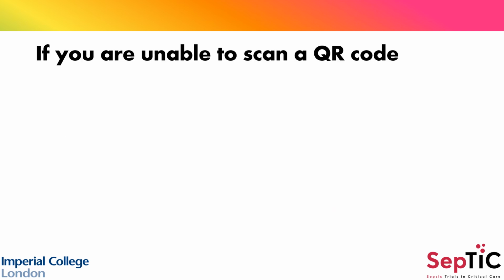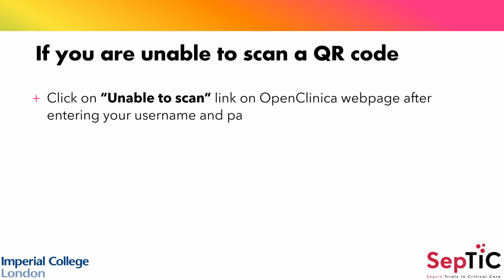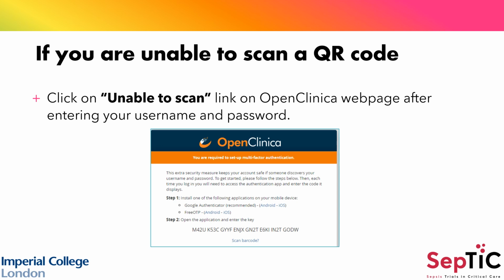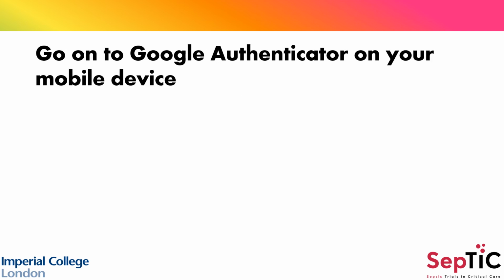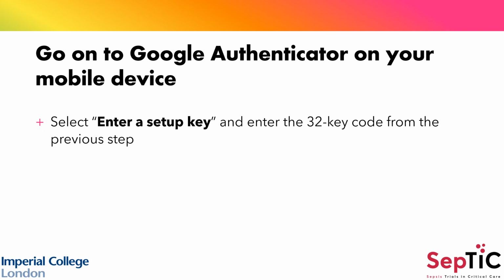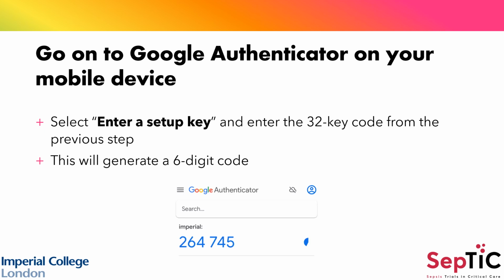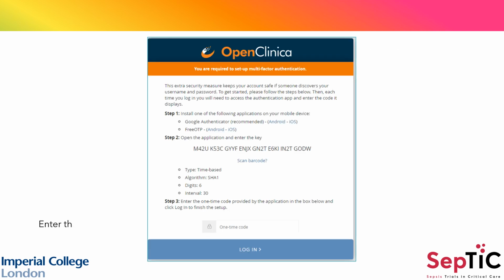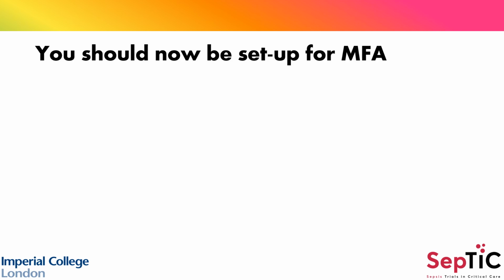If you are unable to scan a QR code, click on the Unable to Scan link on the OpenClinica webpage after entering your username and password. This will provide a 32-key code. Go on your Google Authenticator app on your mobile device. Select Enter a Setup key and enter the 32-key code from the previous step. This will generate a 6-digit code. Enter the 6-digit code here and click here to log in. You should now be set up for MFA.